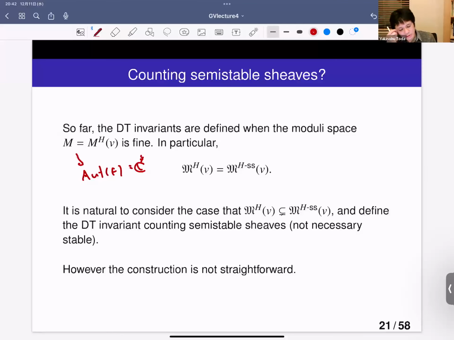But if there is a semi-stable sheaf which is not stable, then the automorphism group is bigger than this one. For example, if E is the direct sum of stable sheaves, then the automorphism group is like GLn or something like that.